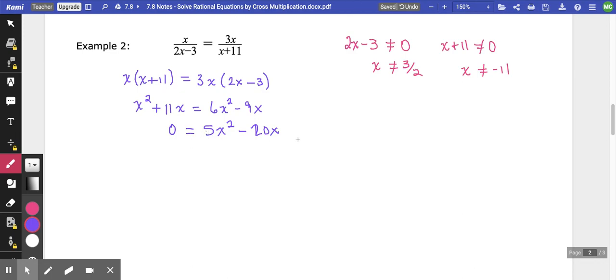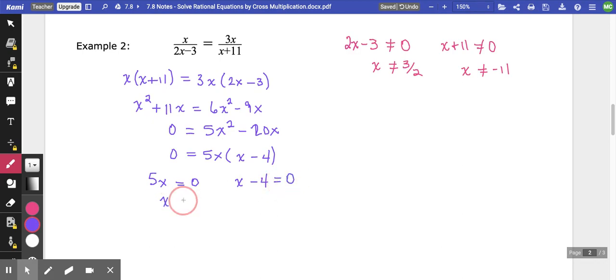And now I do have this quadratic equation here. I can factor it by taking out the greatest common factor, which would be 5x. So it would be 5x times, the other factor would be x minus 4. Now that I have it factored and set equal to 0, I can set each of those factors equal to 0 to solve. So I get 5x equals 0 and x minus 4 equals 0.